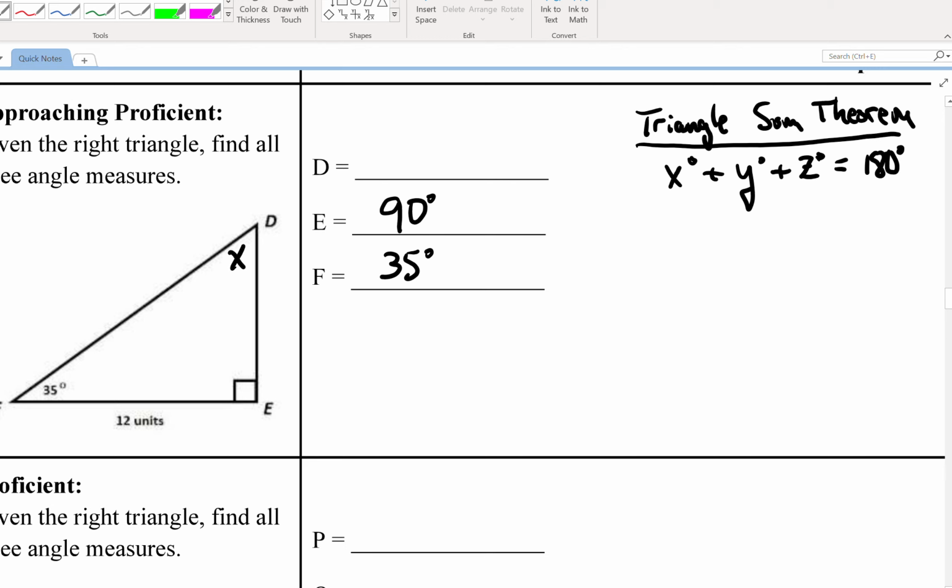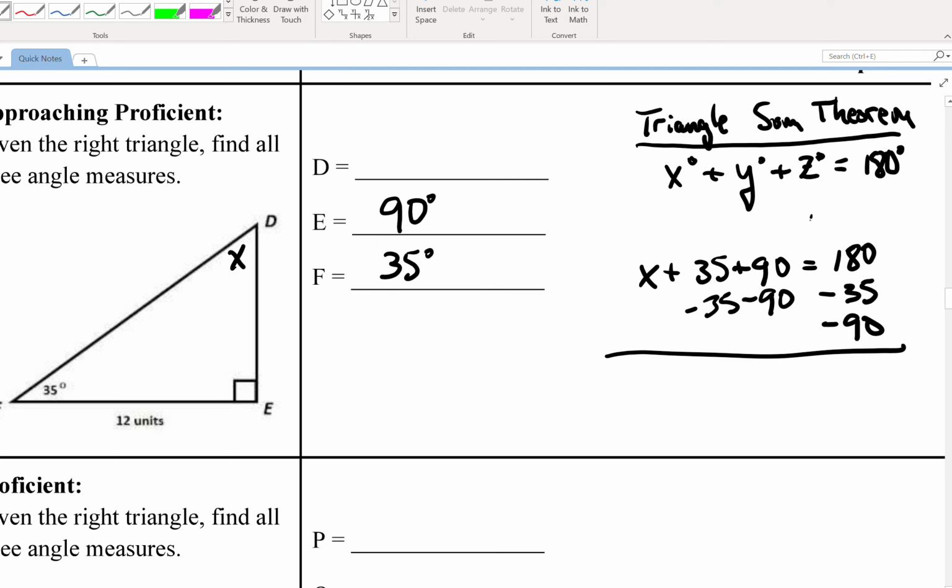So we'd call this x. You'd call it whatever you want. We don't know what D is, and so we're going to say x plus 35 plus 90 degrees equals 180 degrees. And now I can subtract 35 from both sides. I can subtract 90 from both sides. Both sides means both sides of the equal sign. That cancels the 90s. It cancels the 35s. And so I'm left with just x.